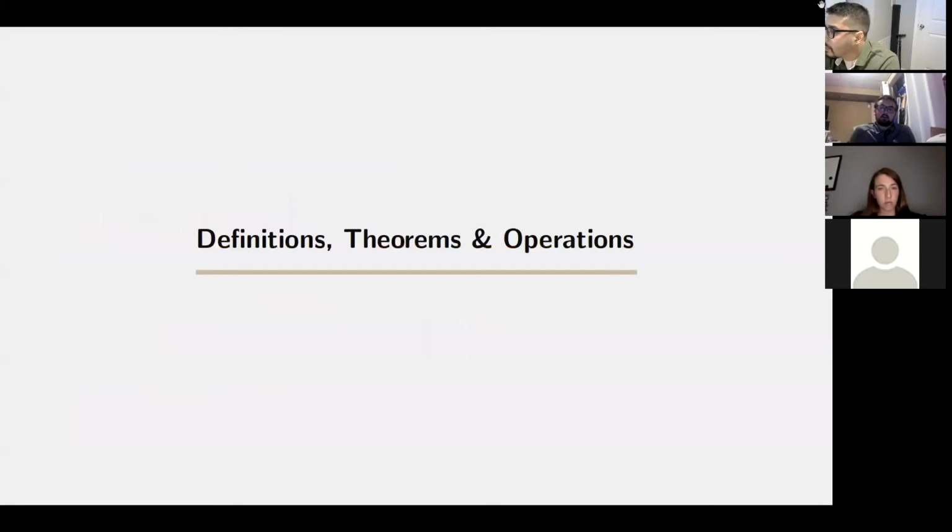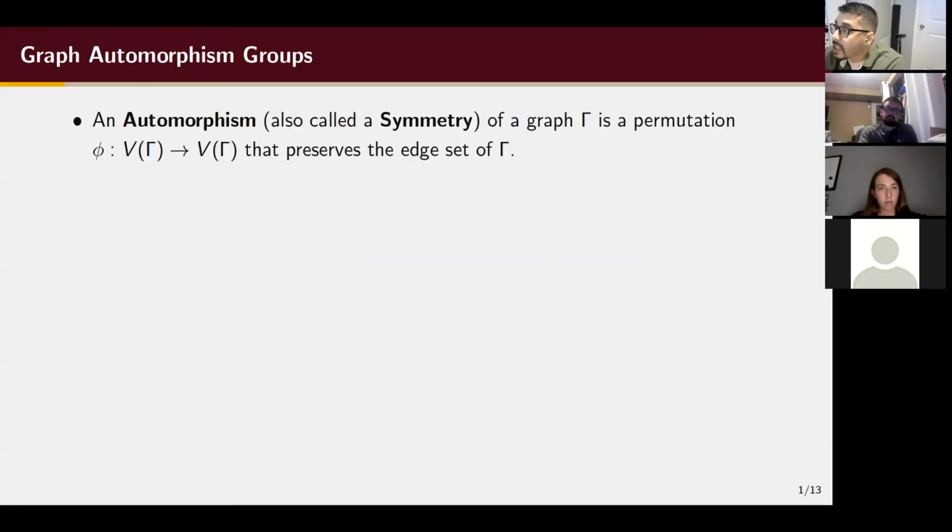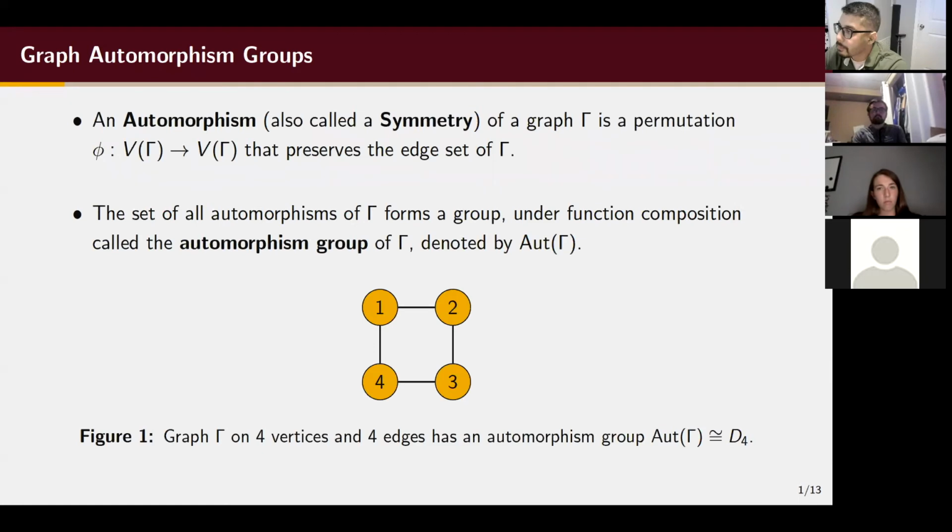So we want to go over a few definitions, theorems, and operations. So we're going to be talking about graph automorphism groups. And the definition reads, an automorphism, which can also be called a symmetry of a graph gamma, is a permutation from the vertex set to the vertex set that preserves the edge set of gamma. And a good way to think about the preservation of the edge set is if two vertices are adjacent, then under any automorphism, they're also going to remain adjacent.